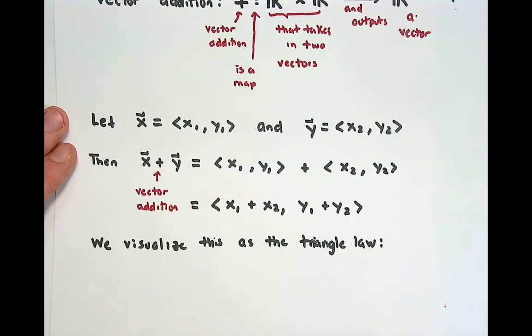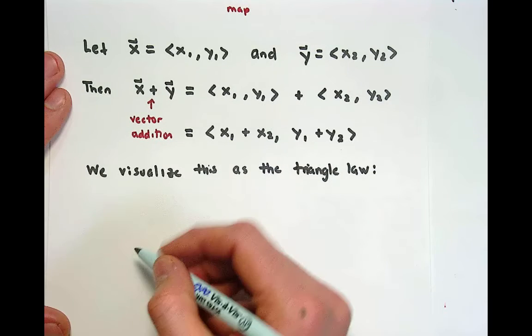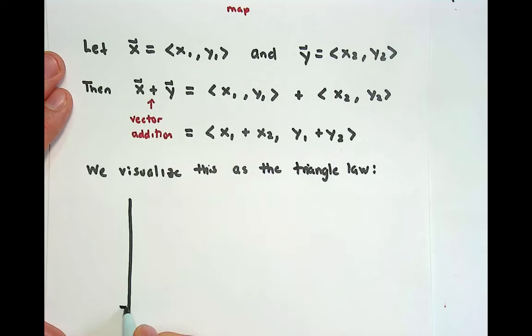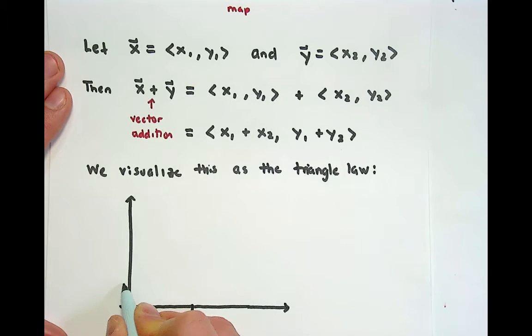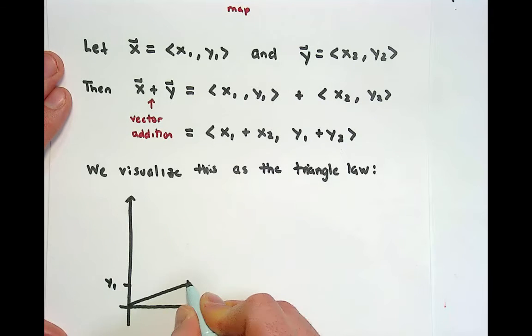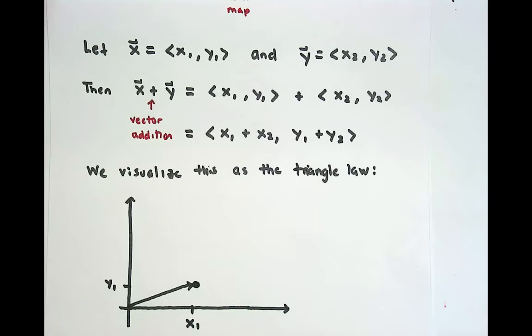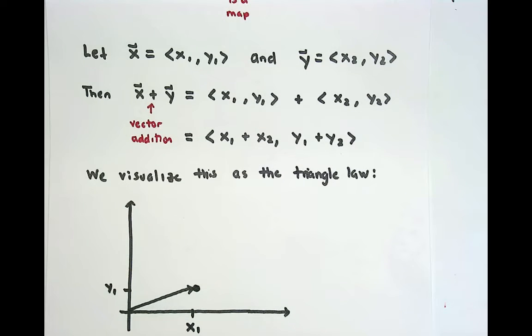We can visualize this as something called the triangle law. All right? So in the triangle law, first thing we're going to do is go along x 1 units that way and y 1 units that way. That's called x, right? So here's x. Here's my vector x, which is the first thing that I'm trying to add here.